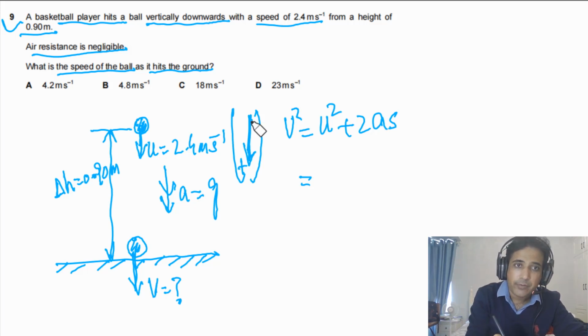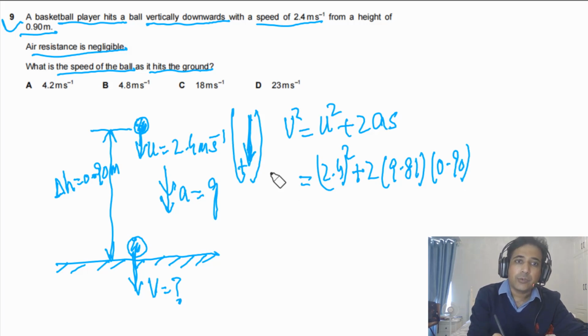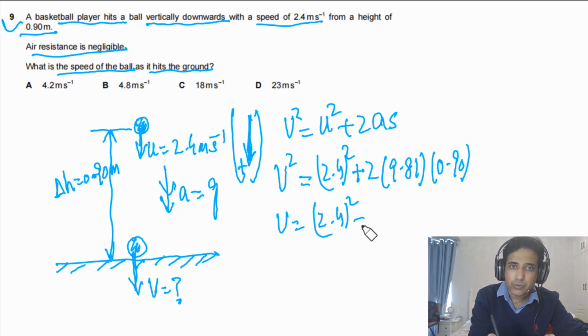So this is a better way to answer this one. In this case, the value of u is given, that is 2.4, so this is 2.4 squared, plus we have 2, and a is 9.81, and s is given to us as delta h, that is 0.90. We need to find the value of v, so simply v will be equal to 2.4 squared plus 9.81 multiplied by 2 times 0.90.